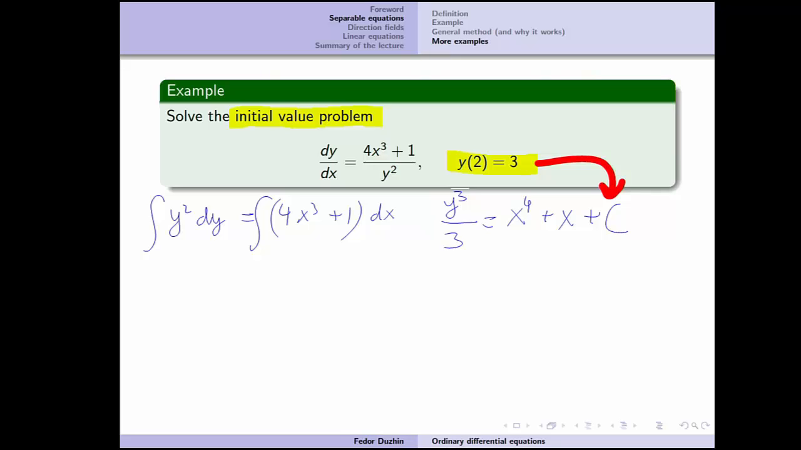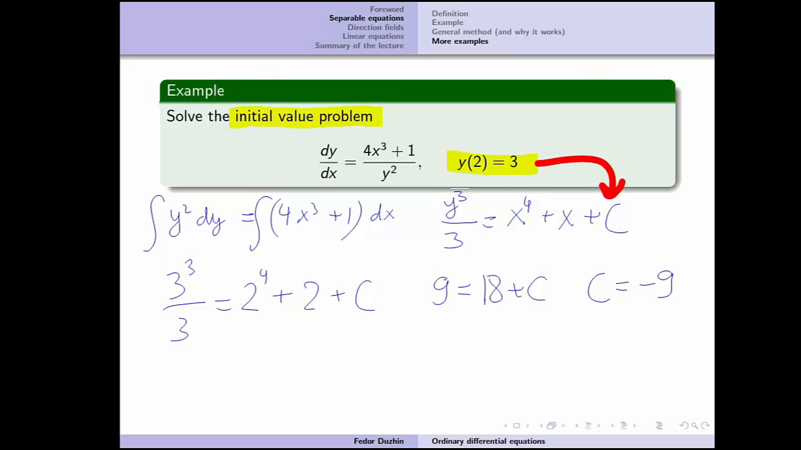Right? So our y is 3, so we get 3 cubed over 3, that's the left hand side, equals 2 to the 4 plus 2, x equals 2, plus constant. Now 3 cubed over 3 is 3 squared, which is 9. And 2 to the 4 is 16, plus 2 is 18, plus constant, and hence our constant is 9 minus 18, which is minus 9.